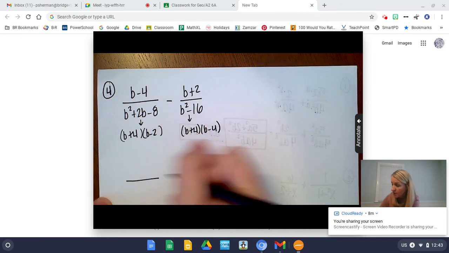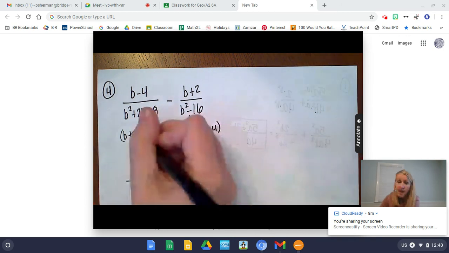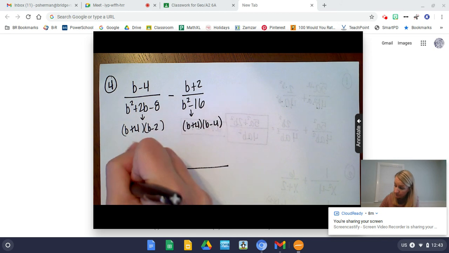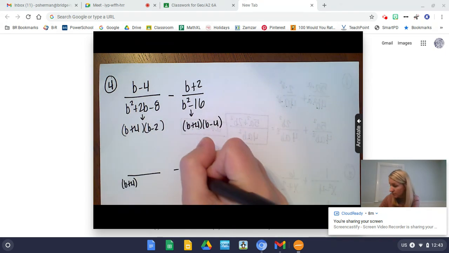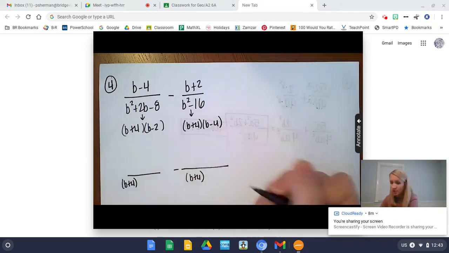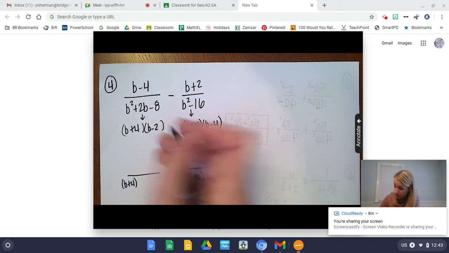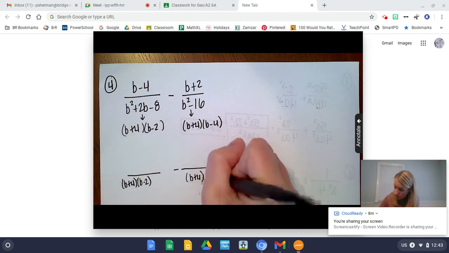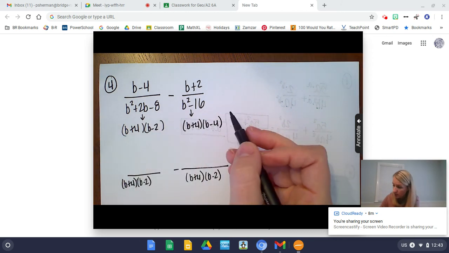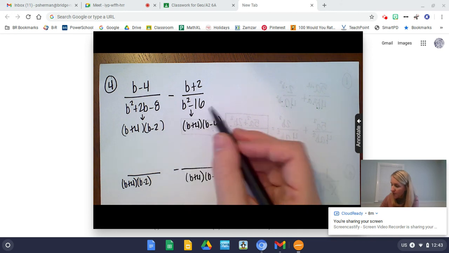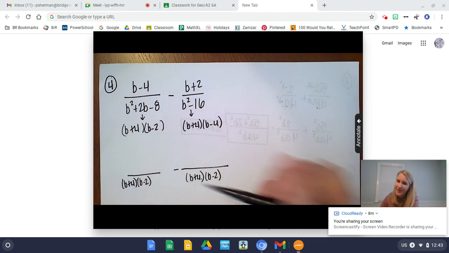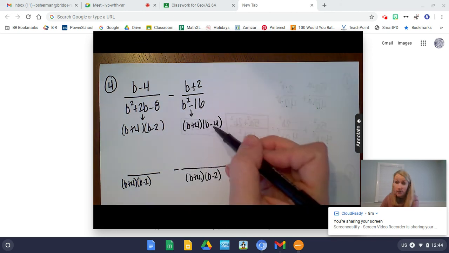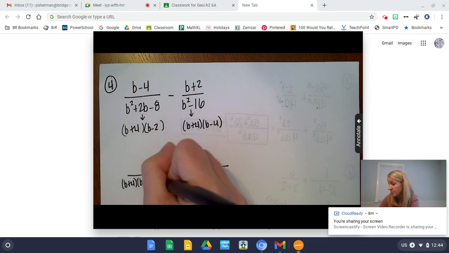Okay, so now let's find the common denominator between those two. I need b plus 4. I always write it in both just so I don't lose it. I need b minus 2. Is that right? Yeah, sorry. Then I need b plus 4, already there, so I'm good. But I need b minus 4, and that is not represented yet. So I'm going to throw that there.